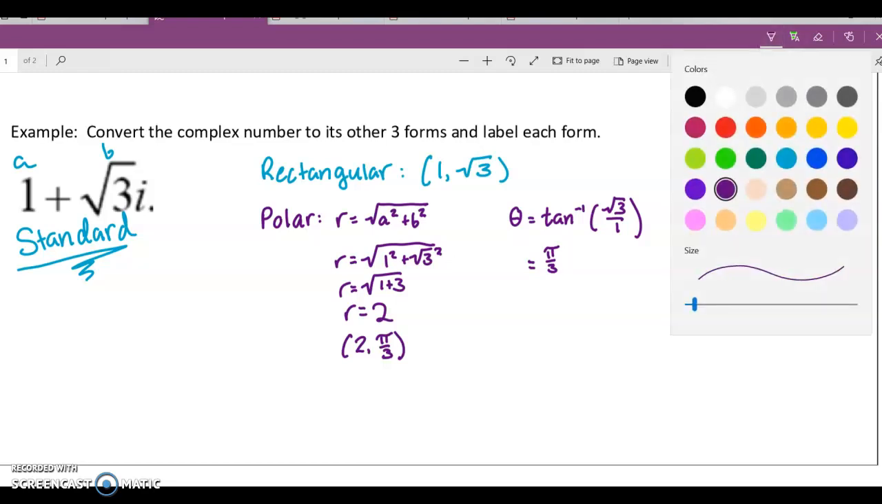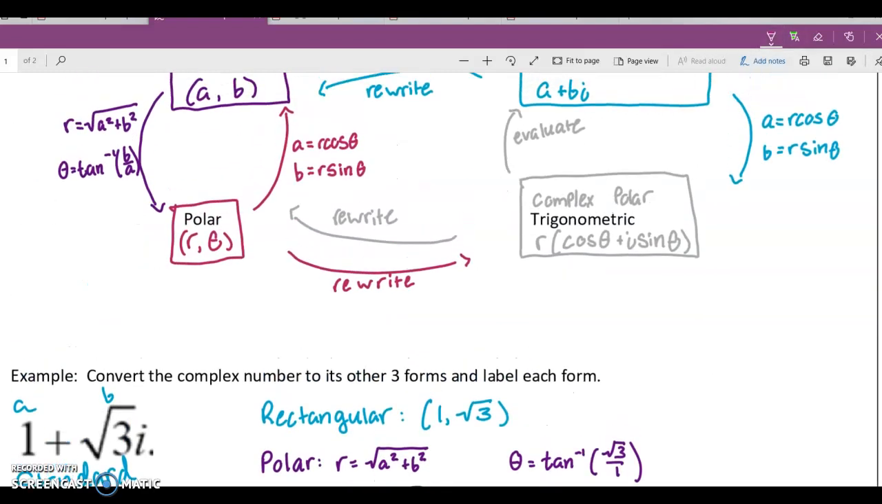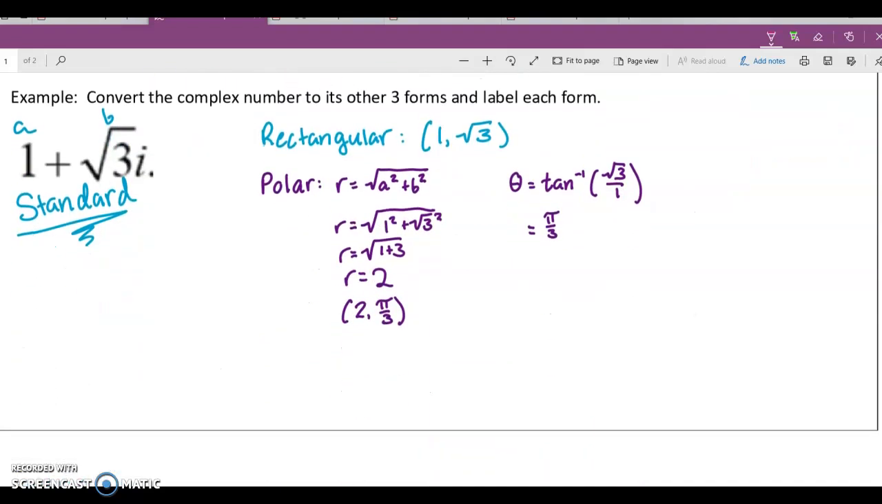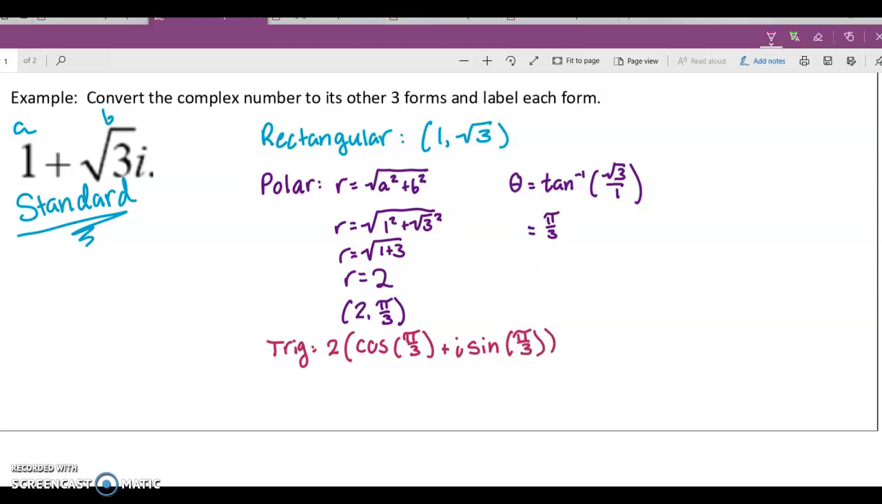Now, to get from polar to, I'm sorry, not complex, trig, we just have to rewrite this. So trig, rewriting, we just take our r, 2, times cosine pi over 3, because that's our theta value, plus i sine pi over 3. And that's it. That's our trig equation, trig form. There we go, trig form. That's what I was looking for.